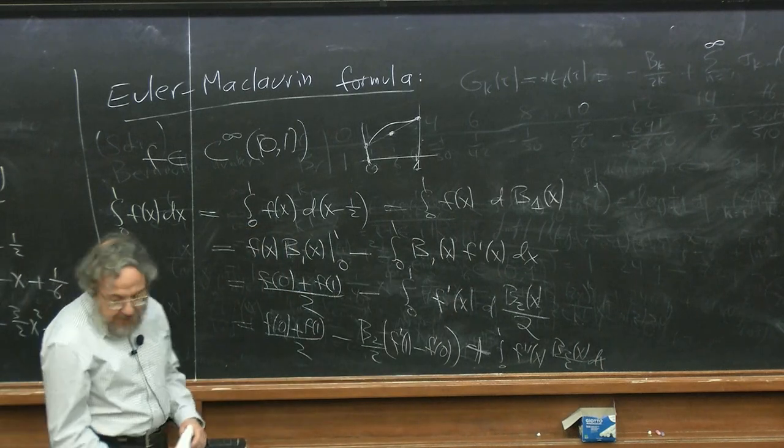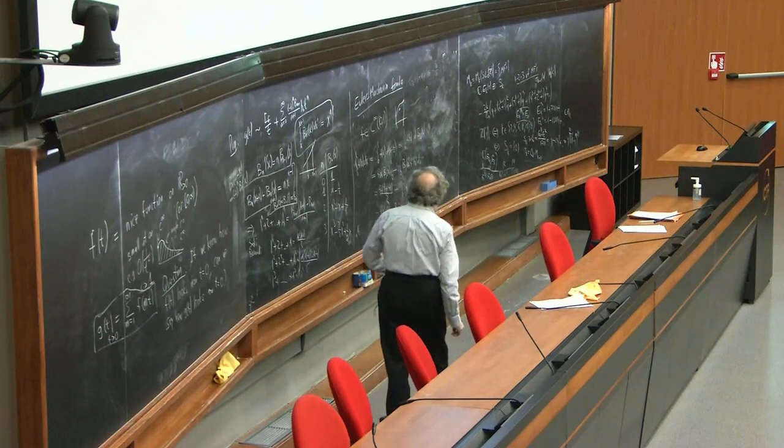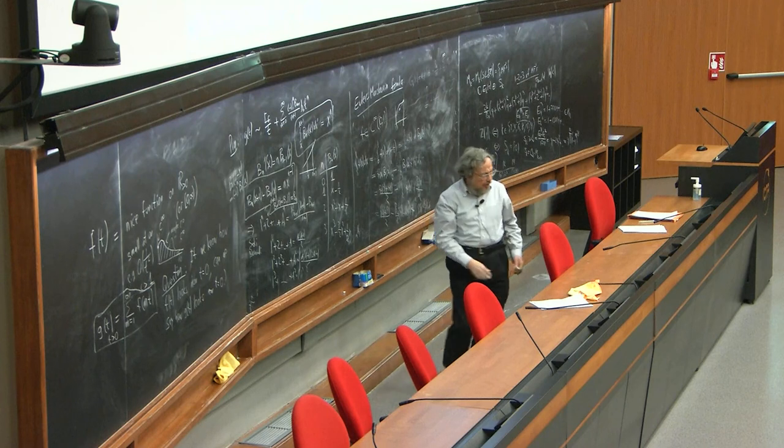Now I write b2 of x over 2 factorial as d of b3 of x over 3 factorial, because that's this formula. And so I keep going. And so by induction, I'm sorry that it's hard to read. That's this.